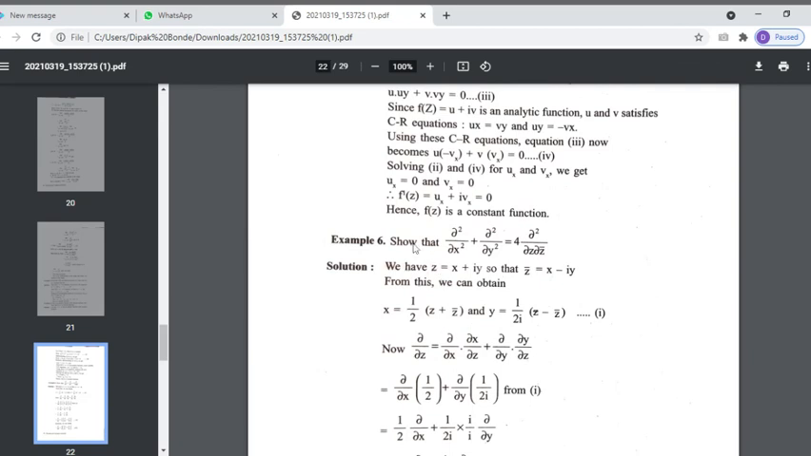Now show that del square by del x square plus del square by del y square is equal to 4 del square upon del z del z bar. So z is equal to x plus iy and z bar is equal to x minus iy. So x is equal to 1 half of (z plus z bar), and y is equal to 1 upon 2i (z minus z bar). So del by del z is equal to del by del x into del x by del z, plus del by del y into del y by del z. So we can find out del x by del z.